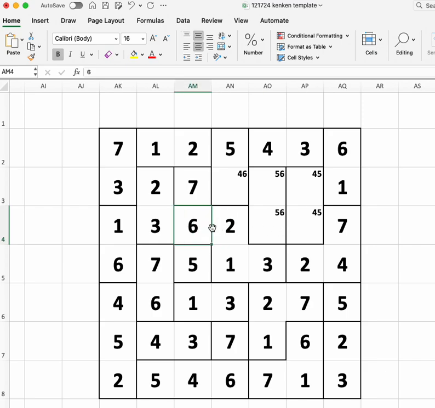We're done. This 6 makes this a 5, makes this a 4. The 4 makes this a 5, makes this a 6, makes this a 4, and we're out of here. Those are all now official, and we did it.